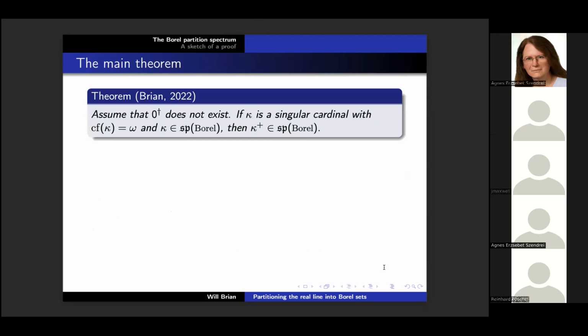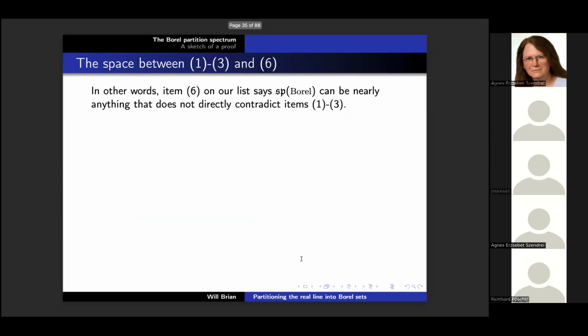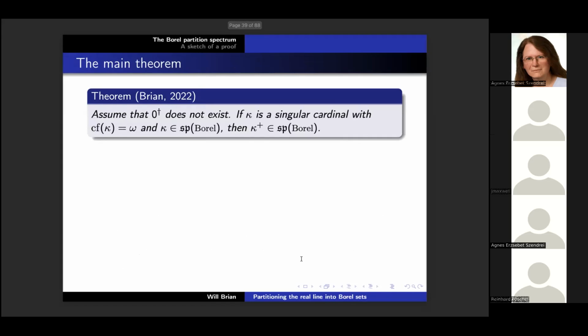So here's the theorem. The main theorem, whose proof I want to sketch in this talk, is that if we assume that 0 dagger does not exist, then if kappa is a singular cardinal with cofinality omega, and it's in the Borel partition spectrum, then its successor must be as well. So in other words, going back to the previous slide, it says exactly what requirement D is saying. Under this assumption that 0 dagger does not exist, whatever that means, we'll get to that in a minute, these 4 requirements on our set C are now exactly the things that we're able to prove about the Borel partition spectrum. And therefore, these are exactly the things that are provable about it, because this theorem says that anything else goes, and there's nothing more you can say about the structure of this set of partition sizes.